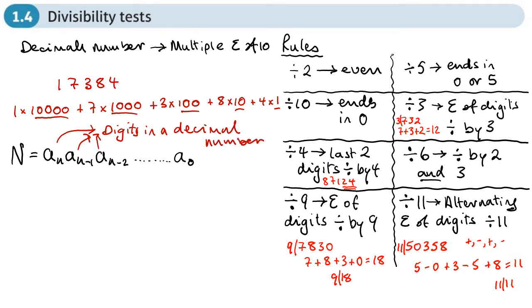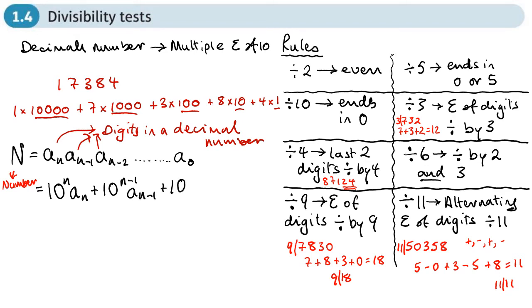So that means we can split this number up. So this n here just stands for a number. So we can write the number as 10 to the power n times the nth digit of the number, plus 10 to the power n minus 1, times the (n minus 1)th digit. So you can see what's going on here.